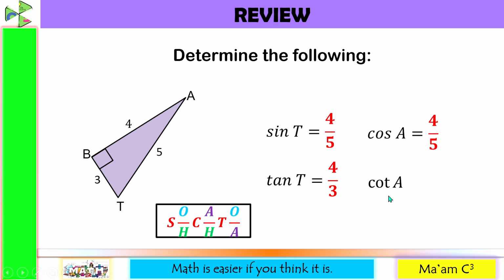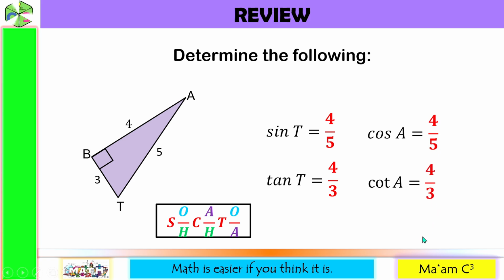And the last one is cotangent A. Cotangent A is the reciprocal of tangent A. So if we're going to look for tangent A, TOA, that would be opposite over adjacent. Reciprocal of that, adjacent over opposite. So this is equal to 4 over 3.